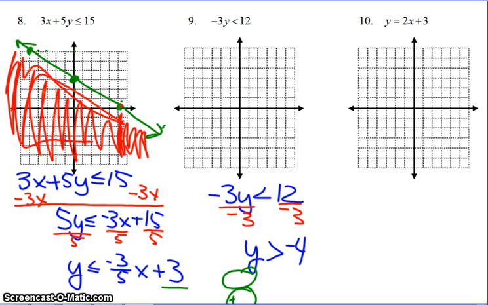In this problem, I had to divide both sides by a -3. Dividing by a -3 made the big rule take place, which means when you multiply or divide by a negative, you're going to switch your inequality. And I did that. I switched my inequality there. So I have now y is greater than -4.